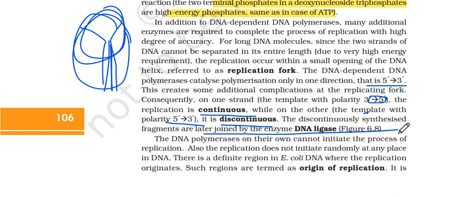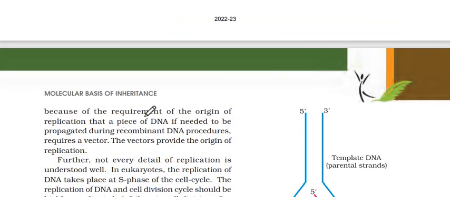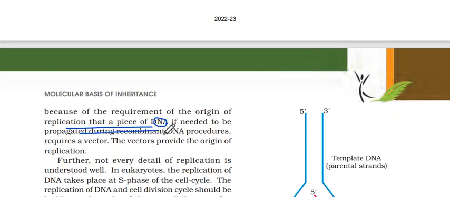The DNA polymerases on their own cannot initiate the process of replication. ठीक है, खुद से initiation नहीं हो सकता. Is it clear? You need to have something else. Also, the replication does not initiate randomly at any place in DNA. There's a definite region in E. coli DNA where the replication originates. ऐसे regions को हम ORI sites, which we did already, biotech में किया था. Such regions are termed as origin of replication. ऐसे sites जहाँ पे replication starts. Self-explanatory term. It is because of the requirement of the origin of replication that a piece of DNA, if needed to be propagated during recombinant DNA procedures, requires a vector.